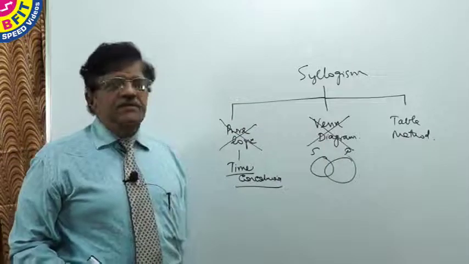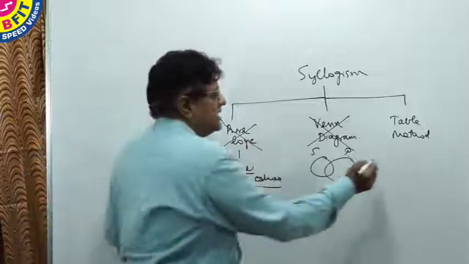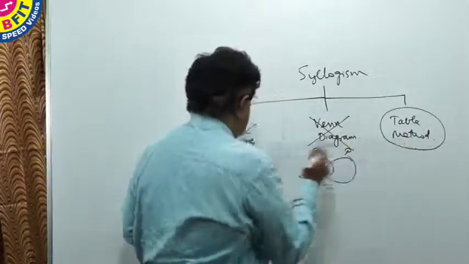Then the third method is the table method. What is the table method? Table method is nothing but the essence of pure logic.